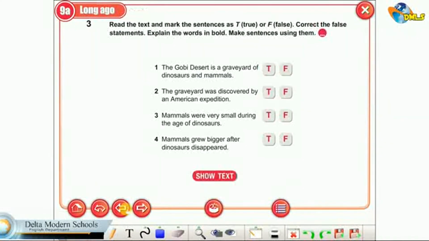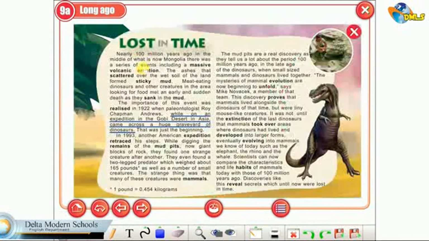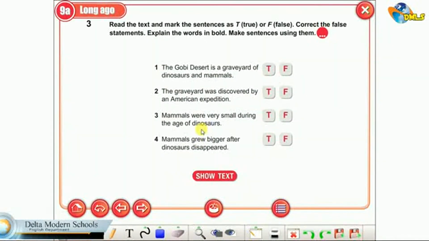Okay, time's up. Can you do number 1? Okay, the Gobi Desert is a graveyard of dinosaurs and mammals. True or false? See? Great, it's false. And this is the right answer, of course. Let's move to number 2. The graveyard was discovered by an American expedition. True or false? Great, true. Mammals were very small during the age of dinosaurs. True or false? True. Mammals grew bigger after dinosaurs disappeared. True or false? True. Thank you so much.